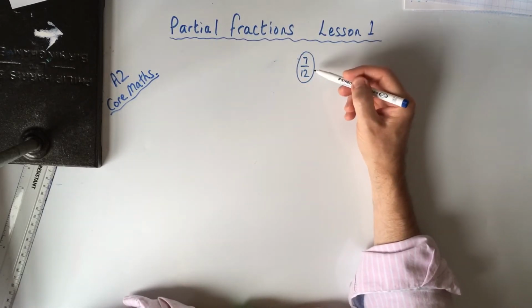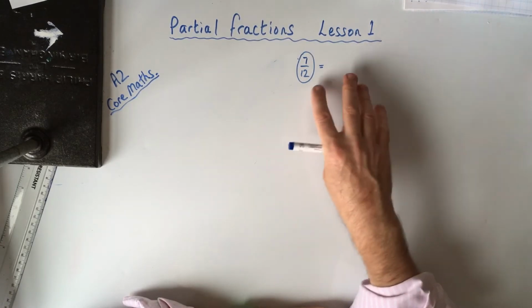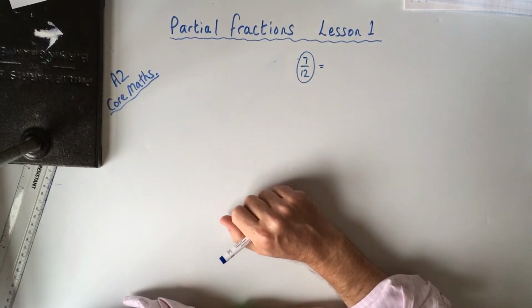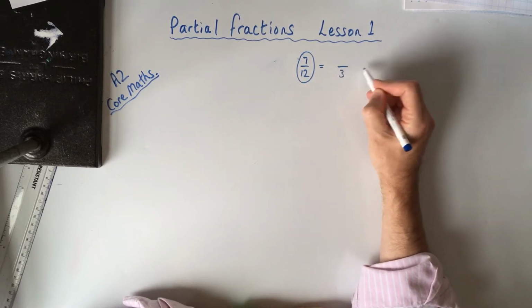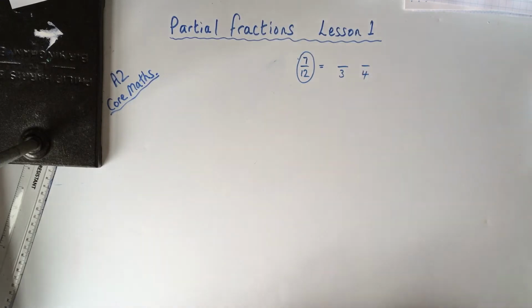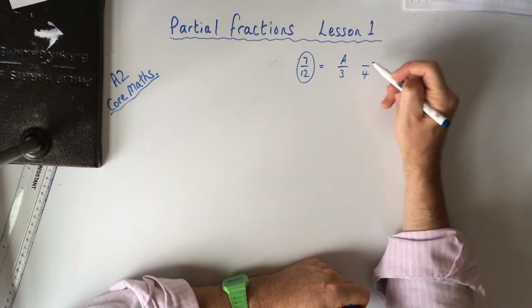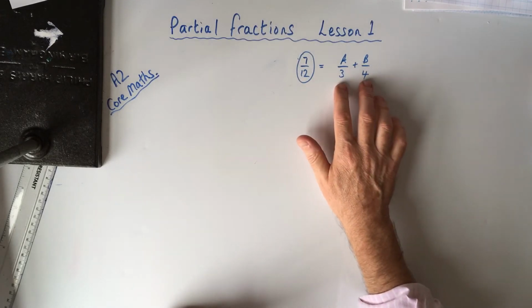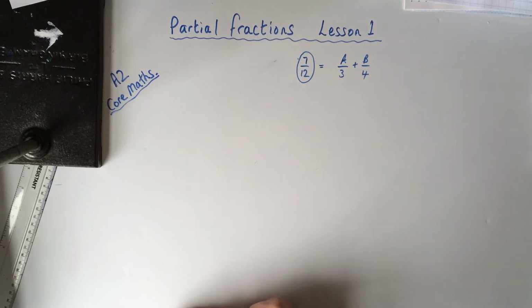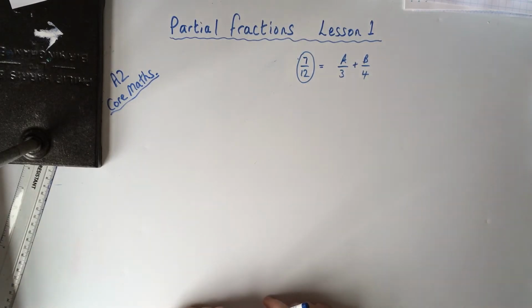We never need to do this at GCSE, but if we started with 7/12, could we split it into two fractions that would add together to give us 7/12? Well, you'd look for factors of the denominator. You'd probably instantly try thirds and quarters, because 3 times 4 is 12, and then work out what numbers would go on top to add together to give you 7/12. Well, that's what we're doing, but of course we're not starting with 7/12, we're starting with an algebraic fraction.